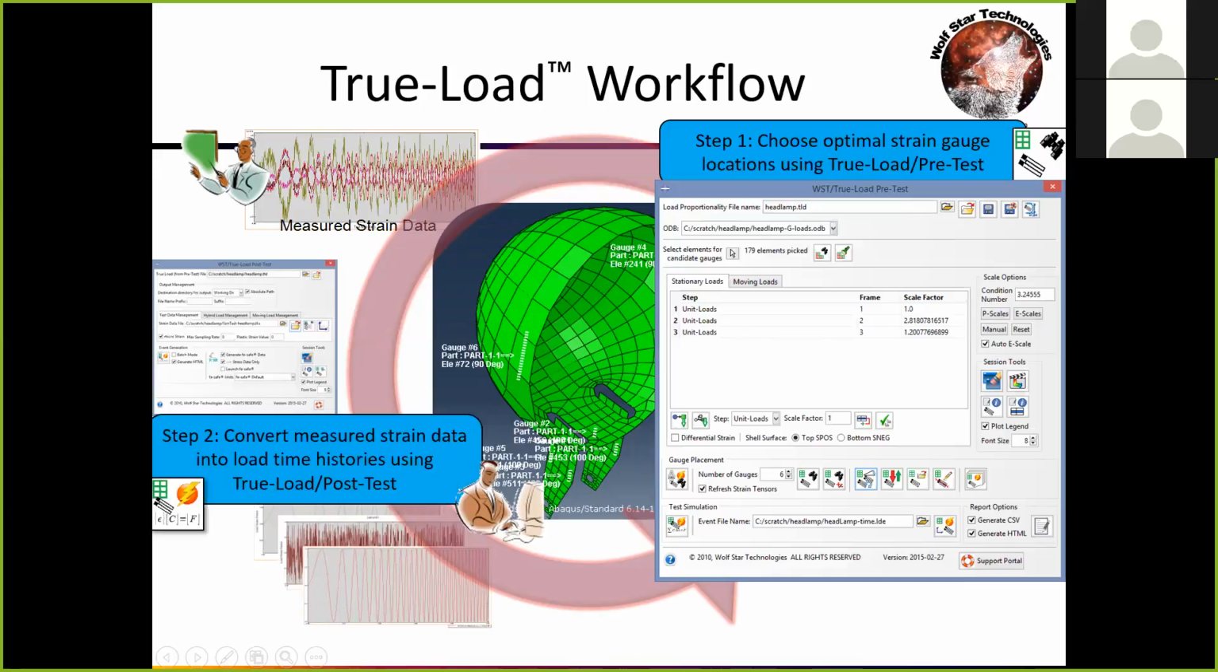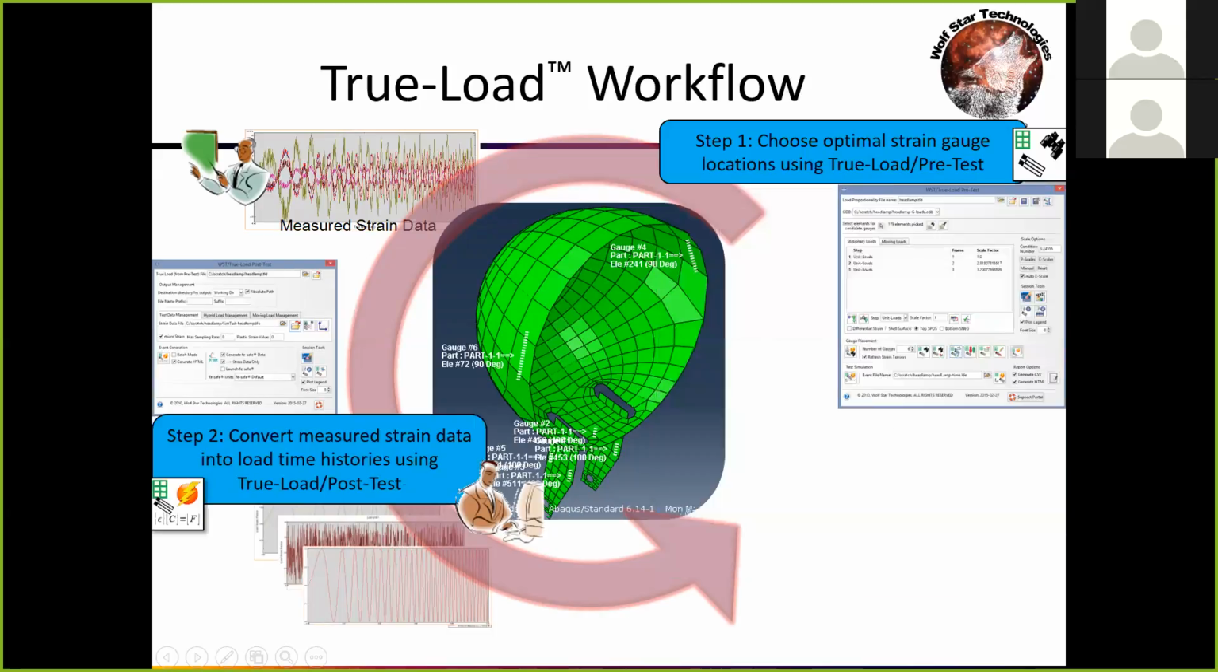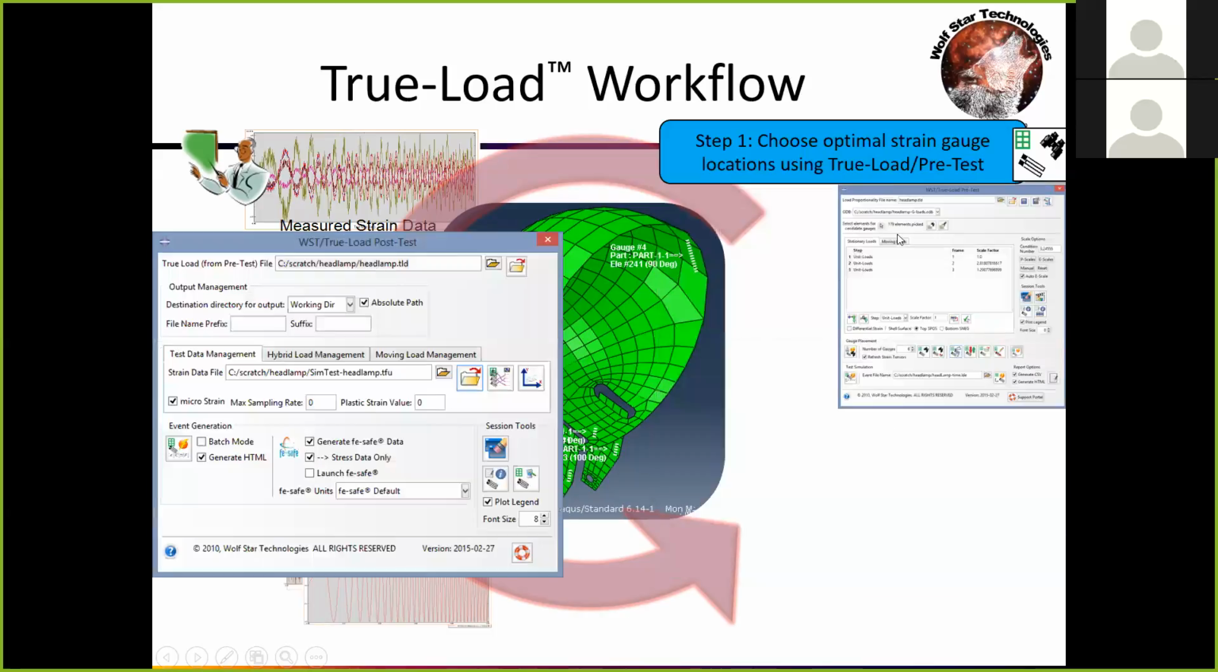And he's going to do that with post-test. And now in post-test, he's going to bring in the pretest file with a C matrix in it. He's going to bring in the strain data file from the field, and he's going to push this button to generate the loads. Now there's a lot of other things on this form where we can drop and map channels, we can plot data, we can prep things for FE-safe, but really it's just bringing in the C matrix from pretest, bringing in the strain data from test, and pushing the button to generate the loads.